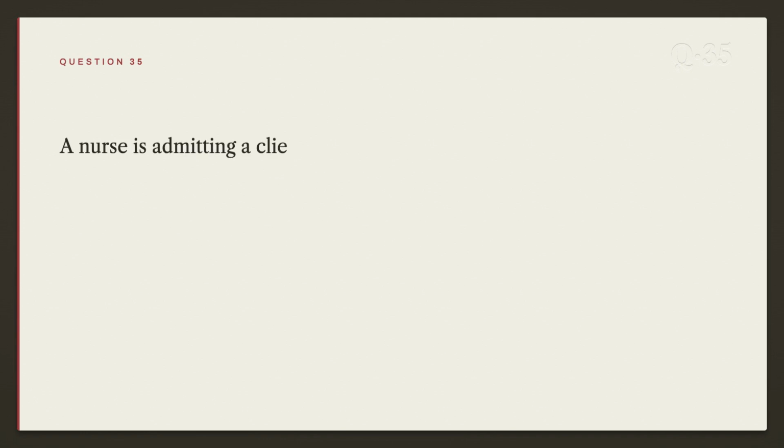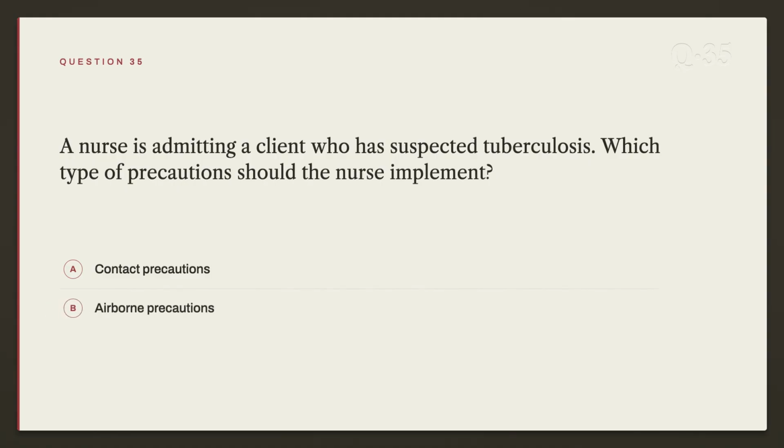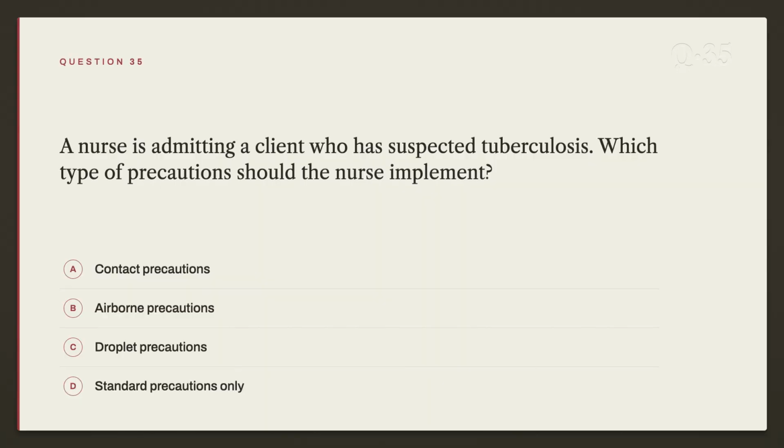Question 35. A nurse is admitting a client who is suspected tuberculosis. Which type of precaution should the nurse implement? Your options are A. Contact precautions. B. Airborne precautions. C. Droplet precautions. D. Standard precautions only. Before I reveal it, which one do you think is right?